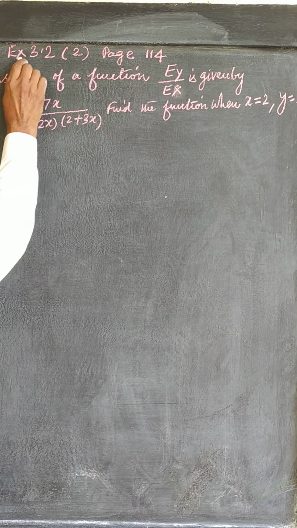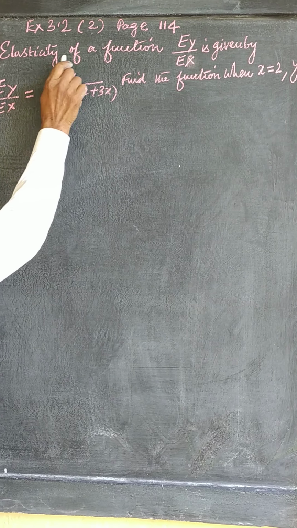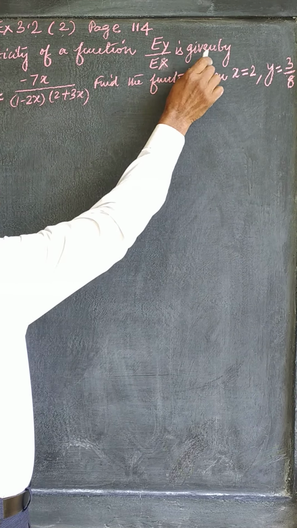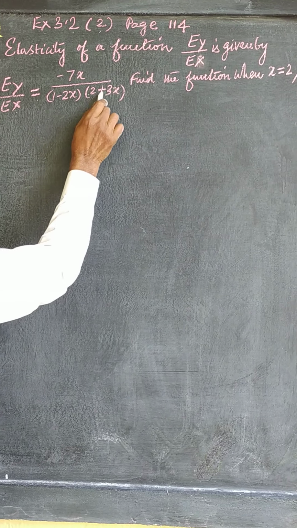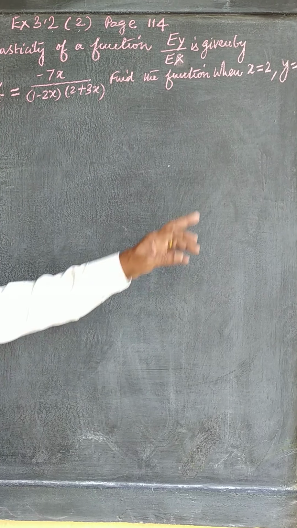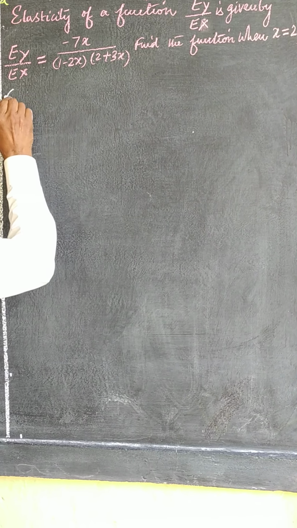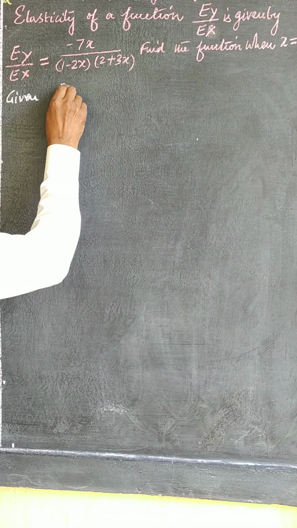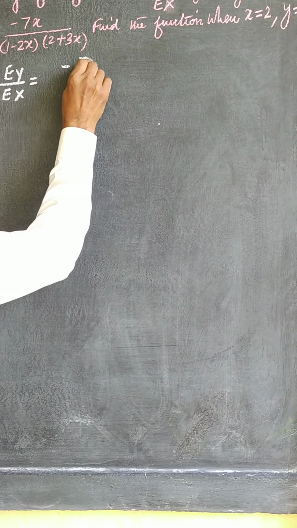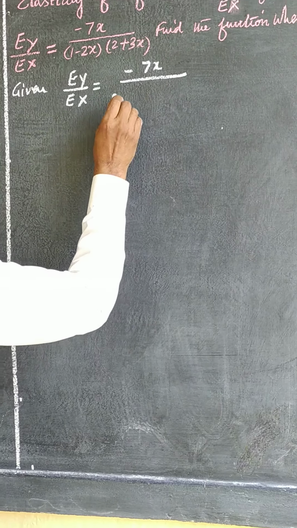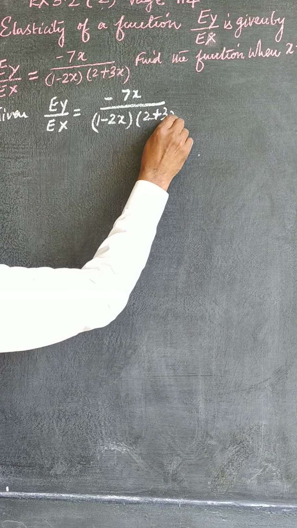Now, exercise 3.2, second problem, page number 114 from the textbook. Elasticity of a function Ey by Ex is given by Ey by Ex is equal to minus 7x by 1 minus 2x into 2 plus 3x. Find the function when x is equal to 2, y is equal to 3 by 8. Now you are given Ey by Ex is equal to minus 7x by 1 minus 2x into 2 plus 3x.